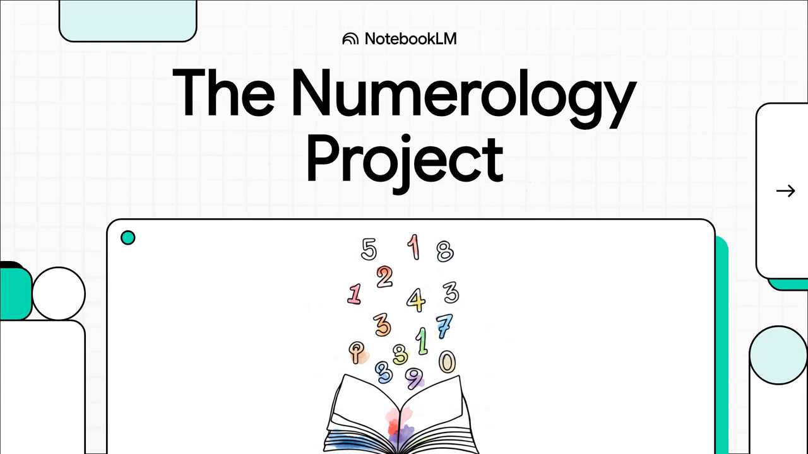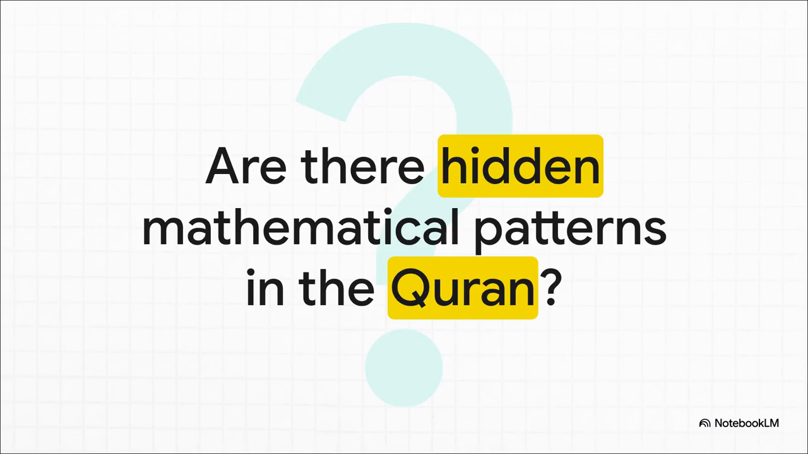Today, we're going to dive into a really fascinating open-source project called the Numerology Project. You know, it's a collaborative effort that explores this incredible intersection of mathematics, theology, and data analysis, all hidden within the text of the Quran. So let's just start with the big question that drives this whole thing. Are there really hidden mathematical patterns woven into the Quran, like a deliberate, divine structure? It's a huge question, right? And this project is using open source collaboration to try and find an answer.